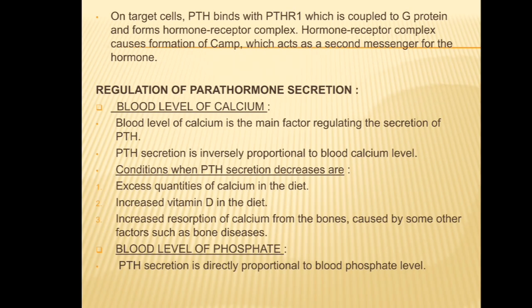And how is it regulated? Regulation is very important. Parathormone secretion is inversely proportional to blood calcium level. If it is low, then it will be secreted. If it is high, it will not be secreted. With an excess quantity of calcium in the diet, it will not be secreted. If there is increased vitamin D in the diet, or increased resorption of calcium, again it is not secreted. Secretion is directly proportional to blood phosphate level.